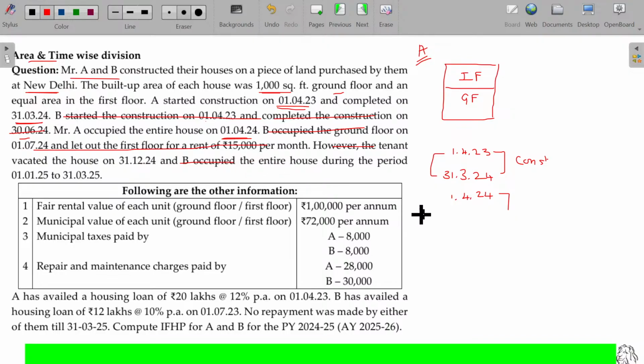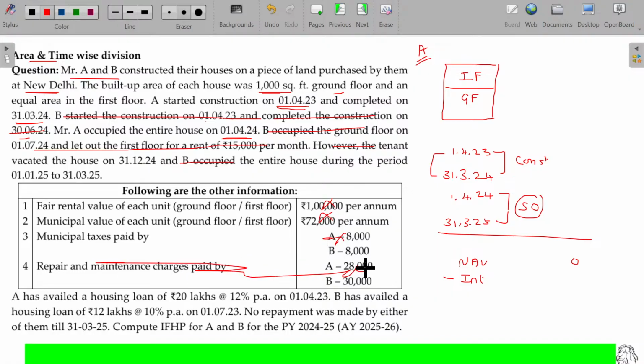Clear? So 31st March 25, construction completed here, then it is self-occupied thereafter completely by A. As A is not let out, the entire year it is for self-occupancy purpose. You can now calculate the NAV assuming 0. From there you can claim only interest deduction. Fair rent does not matter; municipal value, municipal tax, repairs usually will not be taken.